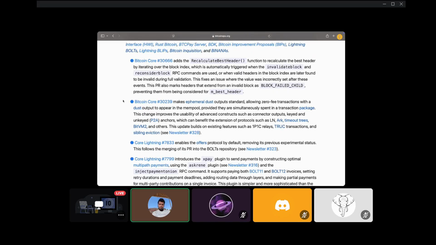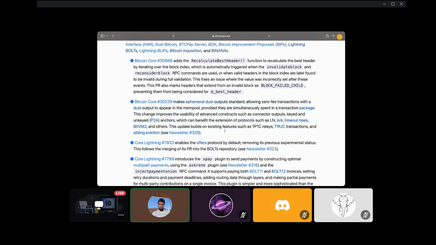Let's look at another one. Bitcoin Core PR 30239 makes ephemeral dust outputs standard, allowing zero fee transactions with a dust output to appear in the mempool, provided they are simultaneously spent in a transaction package. This change improves the usability of advanced constructs such as connector outputs, keyed and unkeyed P2A anchors, which can benefit the extension of protocols such as LN, ARK, timeout trees, BitVM2, and others. This update builds on existing features such as 1P1C relay, TRUC transactions, and sibling eviction.